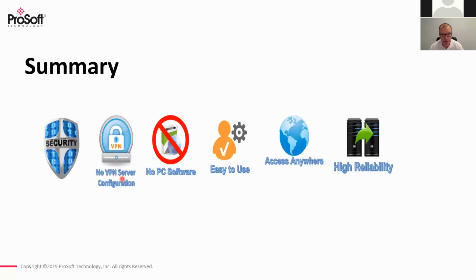There's no VPN server configuration required. There's no PC software. So you're eliminating a lot of the sort of watering hole attacks that can happen when you have to go to a website, download the software, and then configure it. It's very simple to use, as you just seen. You can access it anywhere from any PC with an internet browser, and it's highly reliable. It's using Amazon Web Services, which is using micro-container architecture, so it is a very, very reliable system for you.